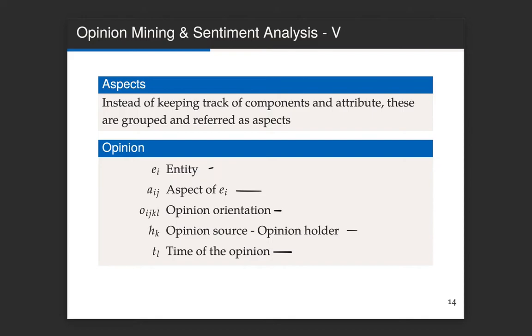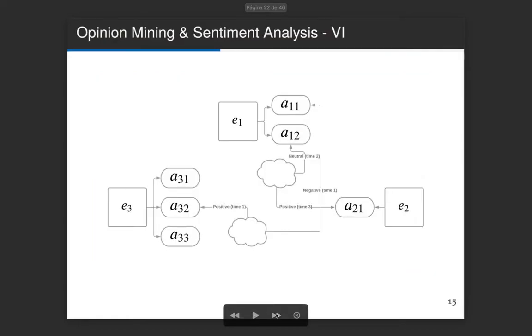So now we can depict the whole process of opinion mining. You have a person represented as a cloud that is making the opinion, and in this case, this person makes a positive opinion at time 1 for the second aspect of entity 3. You have entity 1, entity 2, and entity 3. Entity 1 has 2 aspects, which are this one and this one. Entity 3 has 3 aspects. I followed the same notation, so you can figure out what I'm talking about.